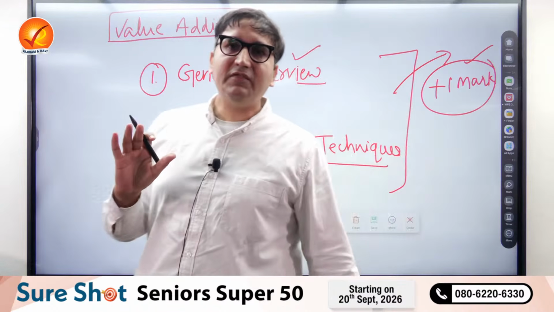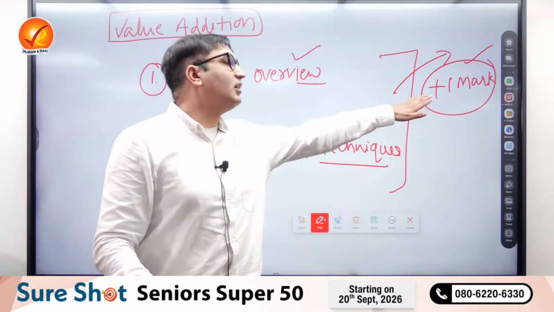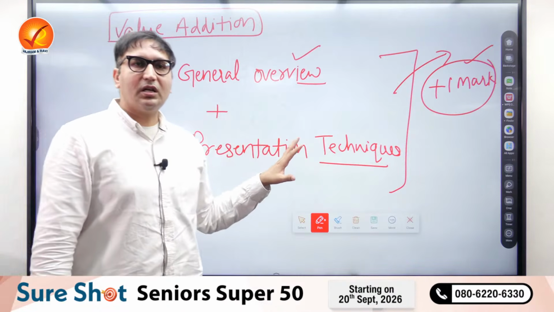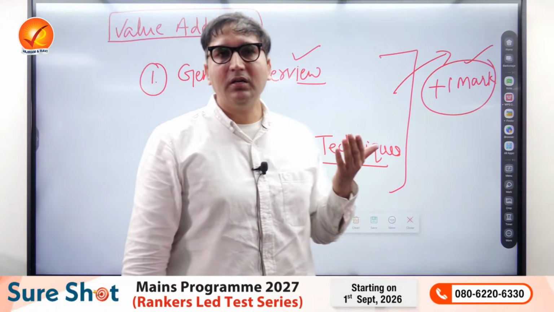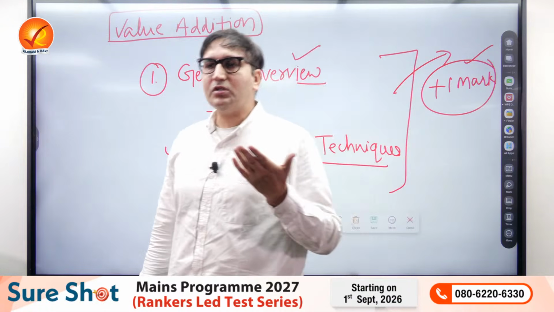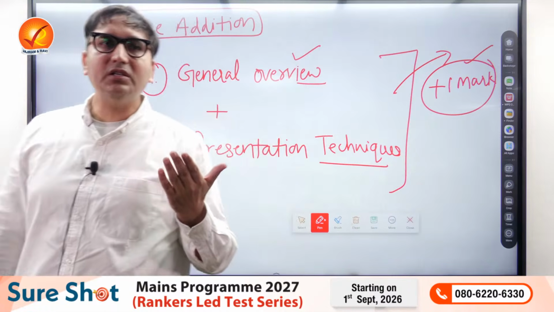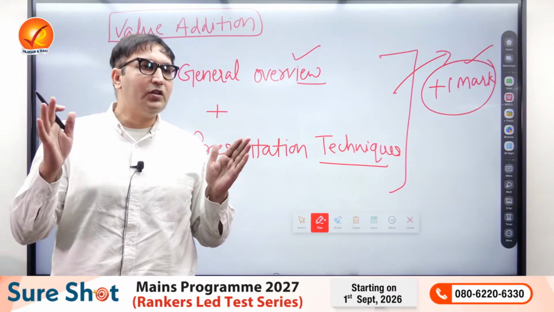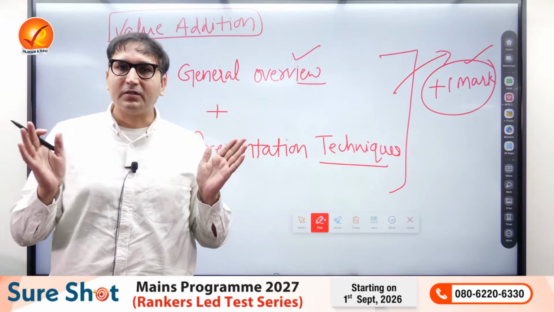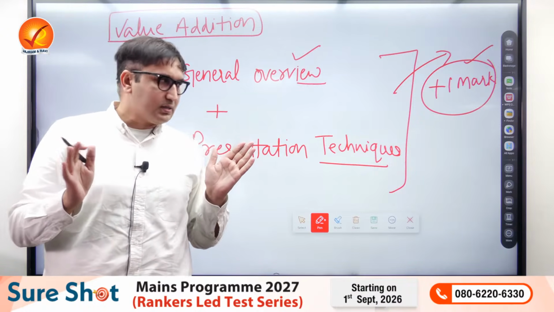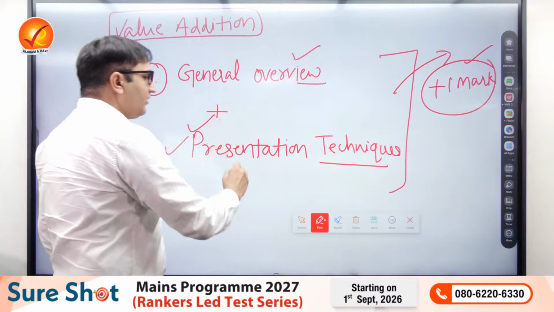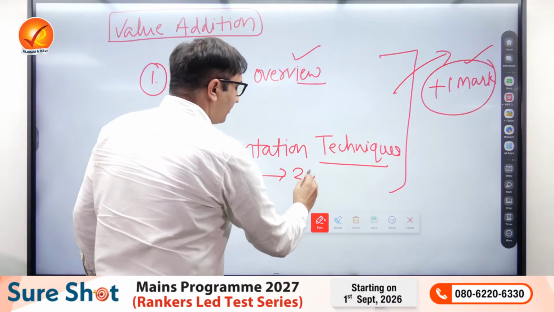If someone is able to master that 1 mark extra edge, with these value addition techniques and presentation techniques, you will have almost a 20 marks edge over your competition, which compounds a lot across 4 papers. So I will be giving the general overview. Then Sachi ma'am will be giving you 20 types of figures.